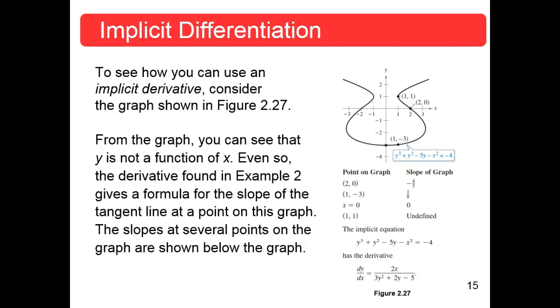To see how you can use an implicit derivative, consider this graph here. That's the graph of what we just did. And what do you notice about that right off the top? What is it not? A function. Why? Fails the vertical line test miserably, okay? But you can still differentiate it. You can still deal with it. From that graph, you can get the derivative at any point. You need to know the point. You need to know that the point's on there.